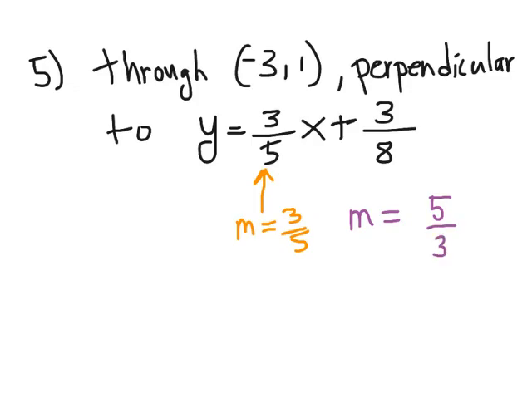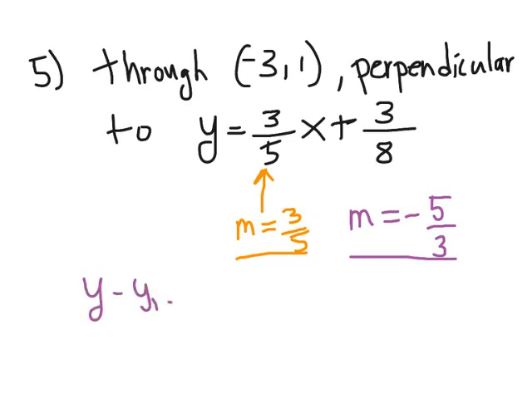So instead of 3/5, I write 5/3. And negative means put a negative in front of it. So since this slope is positive, this slope is going to be negative. Had the orange slope started off as negative, then the purple one would get another negative sign, which would make it positive. All right, well, once we have that, we're pretty much done.